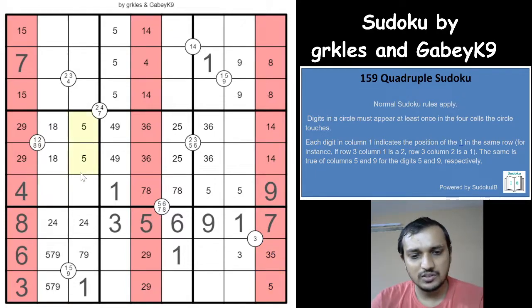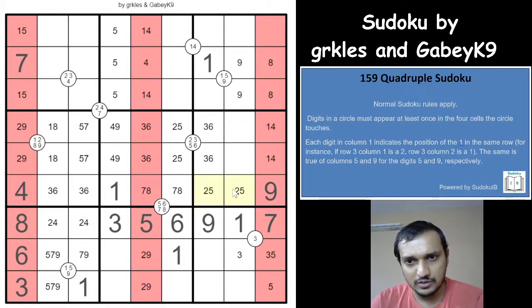Oh, you have a hidden 7 5 pair here. That actually gives you a 6 and 3 and a 6 here. That gives you 5 and a 2 here.